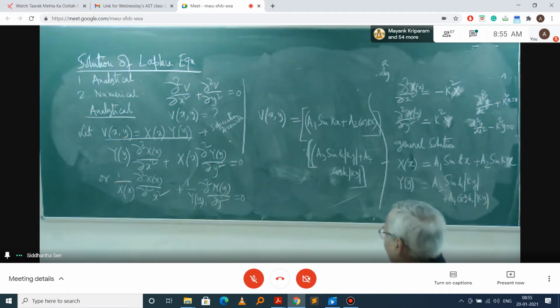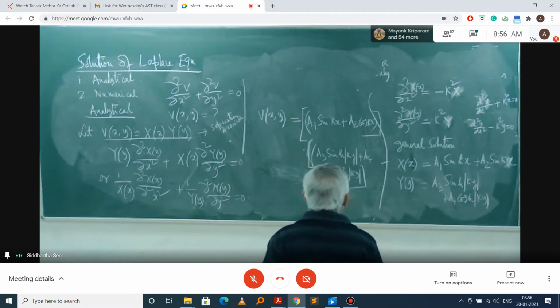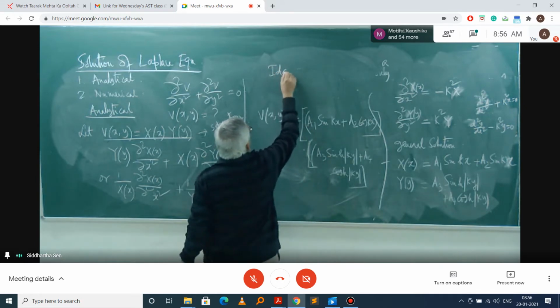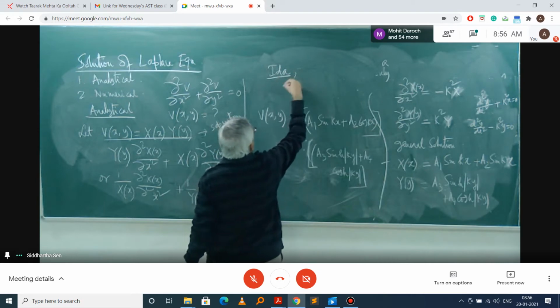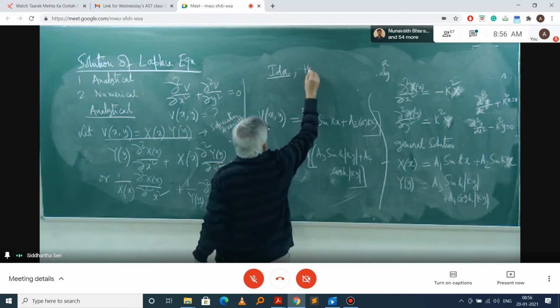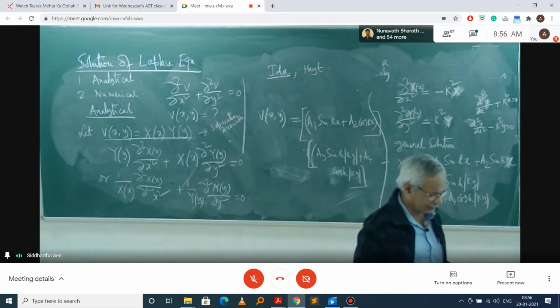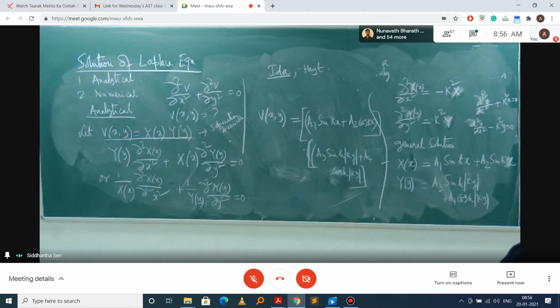Several boundary conditions. I am not going into the details, but I will give you some problems where it is solved, in Ida or say Hayt's books. If you refer to these books, you will find these analytical solutions are given. If you put some real life problem, putting the boundary conditions, you can find out the solutions there.